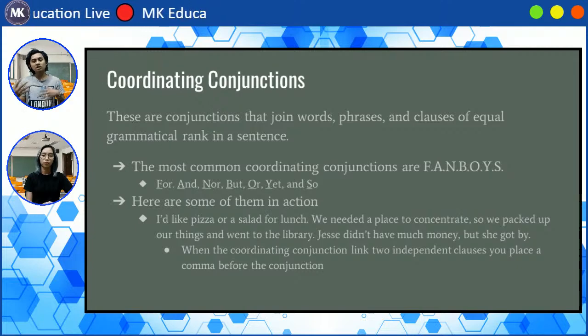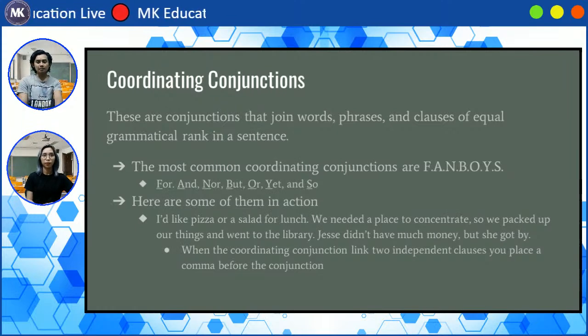So coordinating conjunctions, there's not only one, but there are actually 7 that we have. So this is a mnemonic device. A mnemonic device is something that helps you remember a group of ideas or a group of words more easily by shortening it to an acronym or to a phrase. For example, the most common coordinating conjunctions can be placed into a mnemonic device such as fanboys, which goes as for, and, nor, but, or, yet, and so. Let's see the coordinating conjunctions in action.